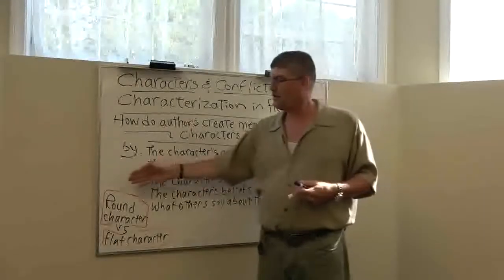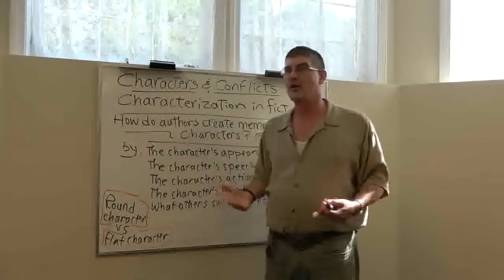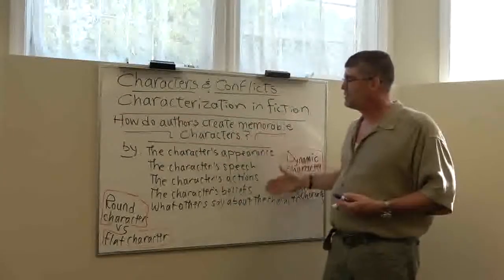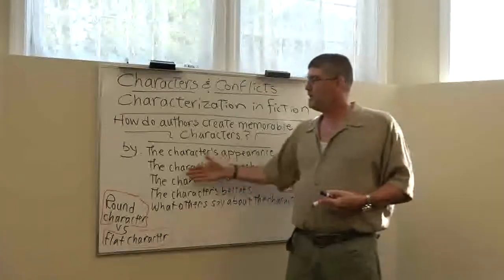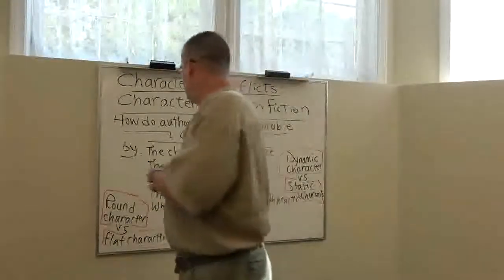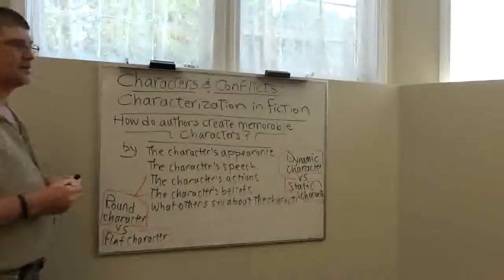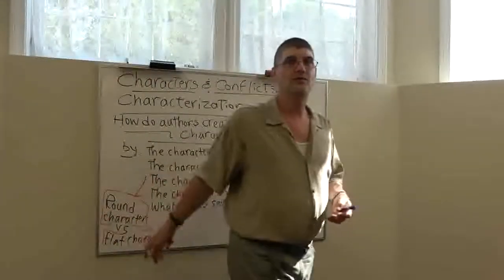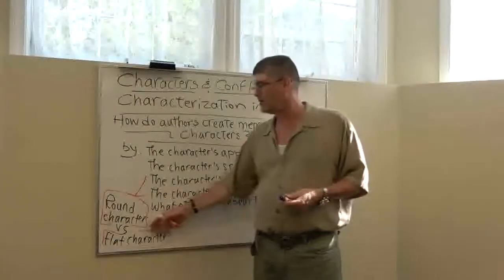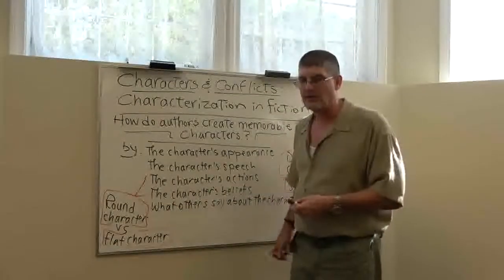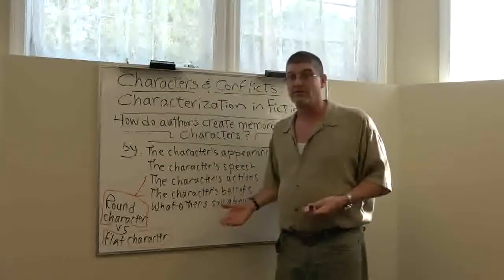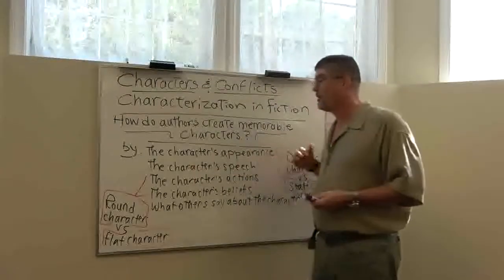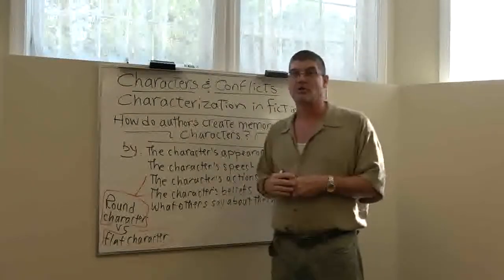So a round character is a character that is very well developed. Something that would include indications and examples of all of these things here would be consistent with a round character. All right? On the other hand, a flat character would be a character in a story who is not very well developed, someone we know very little about. Maybe we only know one of these five things. Maybe we only know how the character talks. Maybe there's no description of the character's appearance.